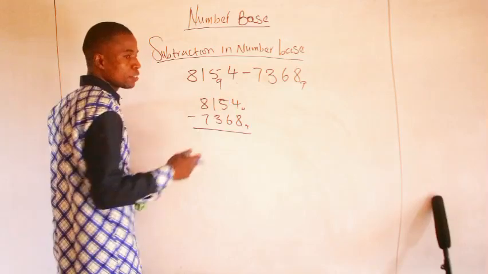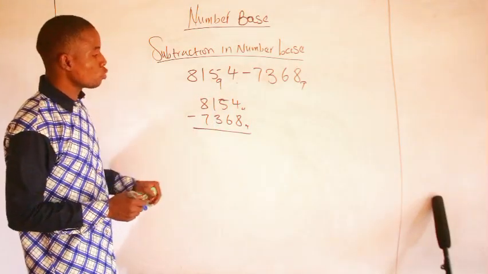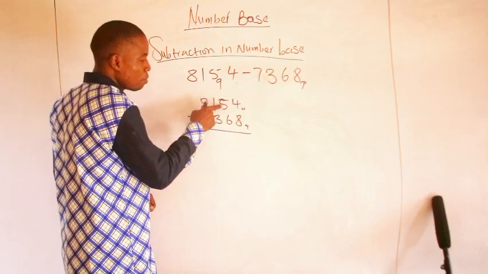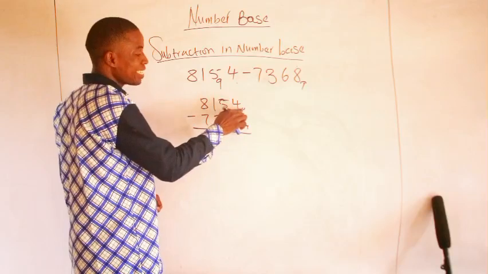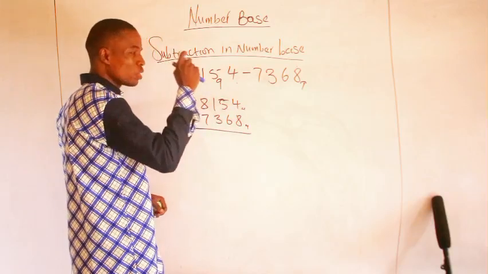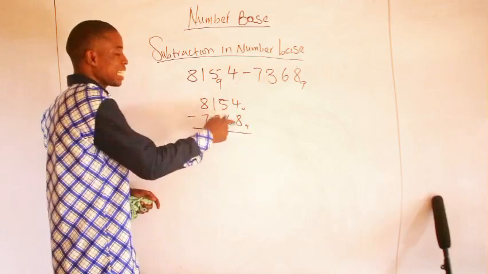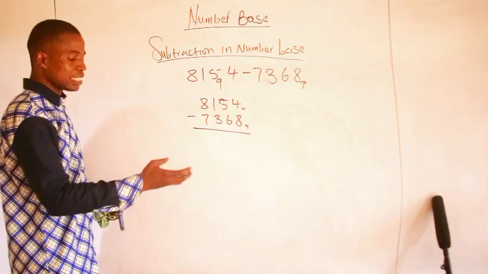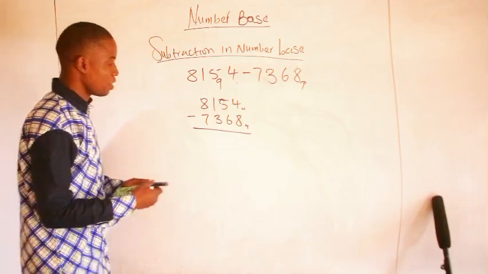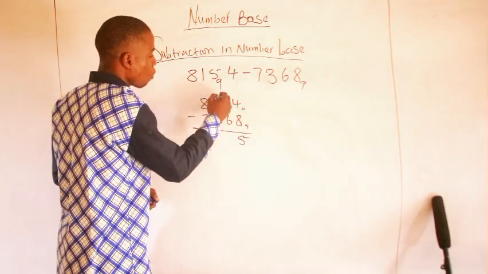This one minus this is not possible. Now, it's not possible. What do you do? You borrow 1 from here, you join to this. When you are borrowing 1, it will turn to what? Base 9. It will turn to 9. And plus 4, making what? 13. 13 minus 8. 8, 9, 10, 11, 12, 13. That's 5.